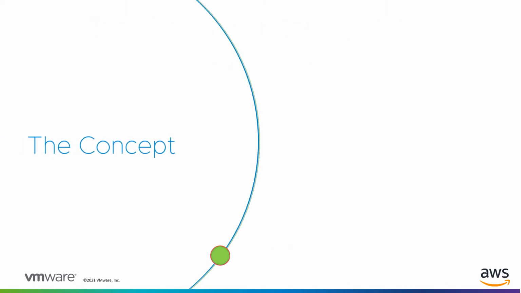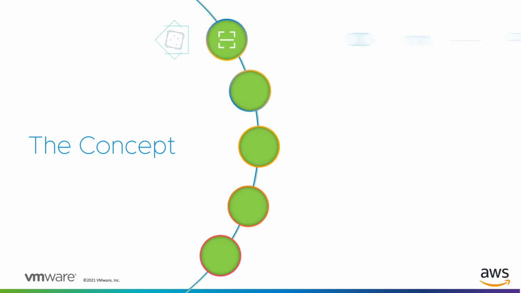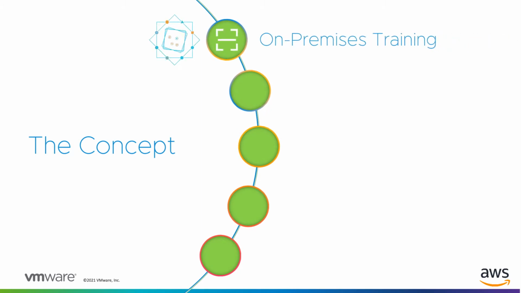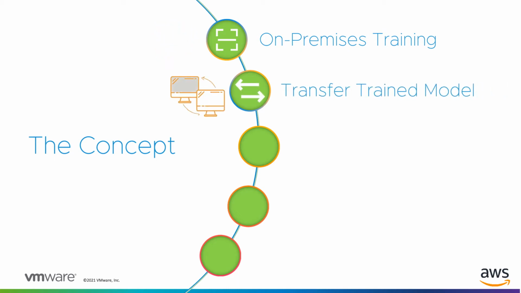Let us look at the overall concept. Train a general model with a large dataset, leveraging GPUs for accelerated training. Make sure some datasets are omitted from the training. Capture the assets of the most accurate model from the training and transfer it to AWS.